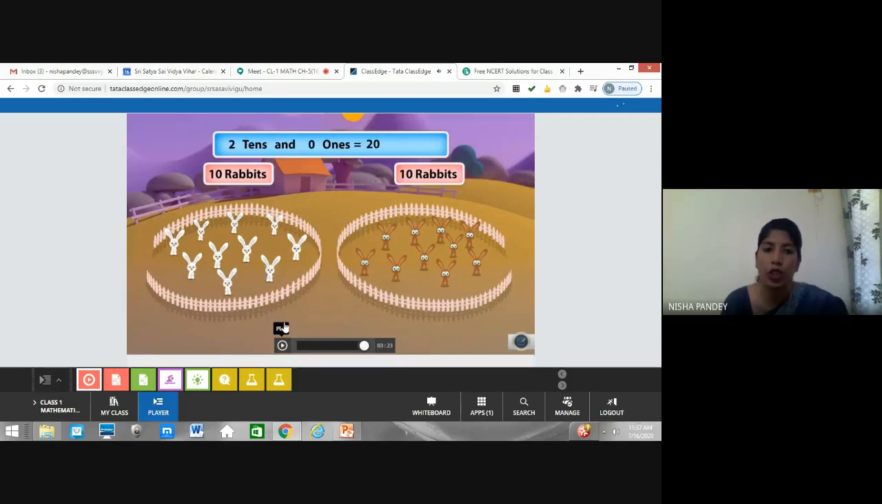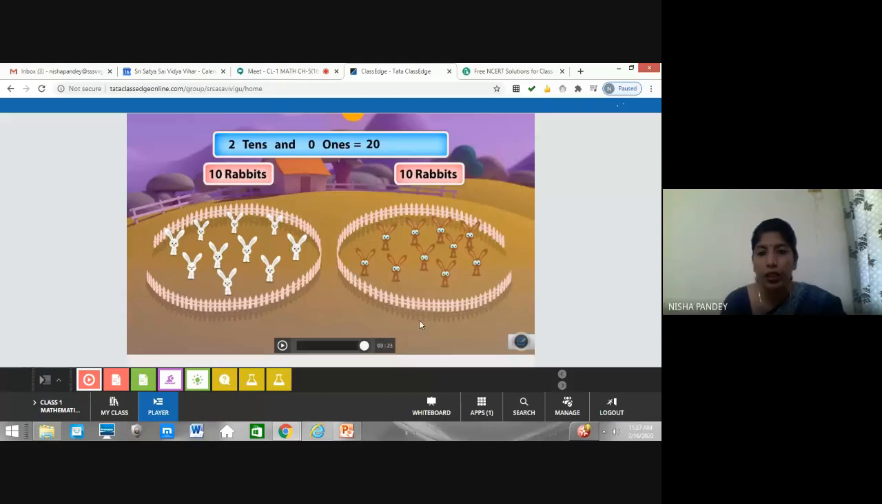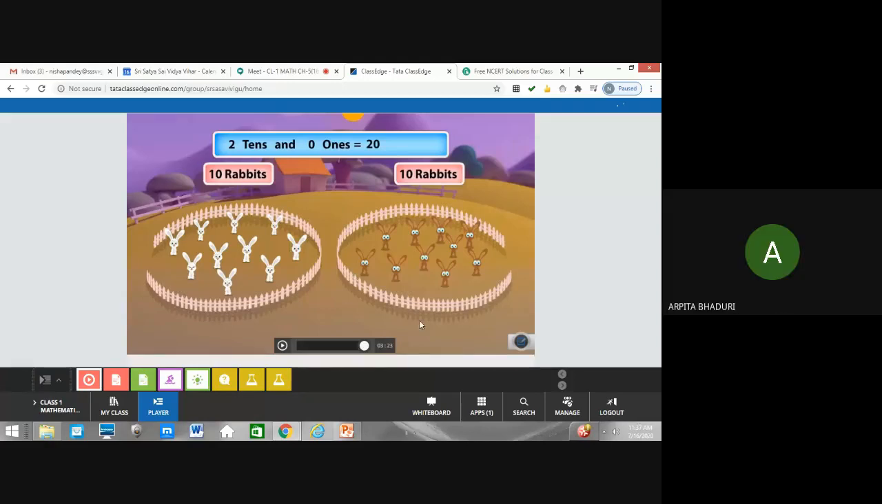So see children, here we have seen from 10 to 20. Now they are increasing, right? From 11 to 19. We have seen.